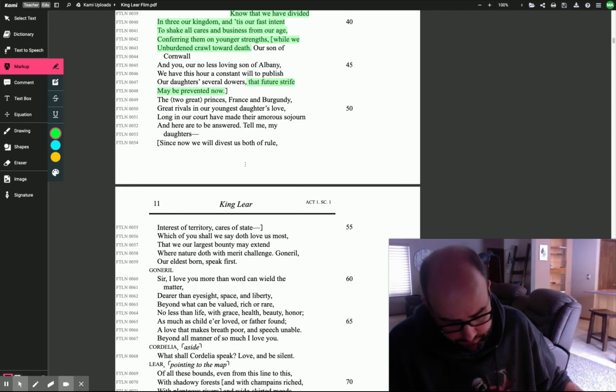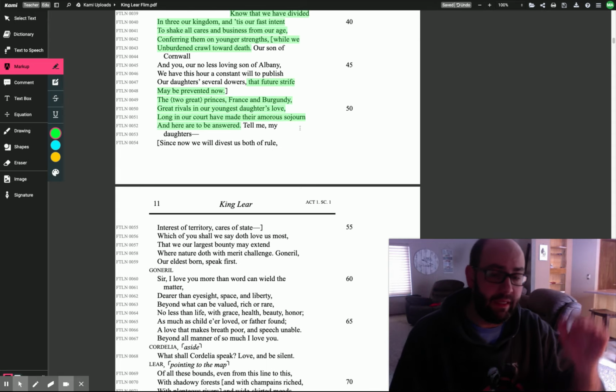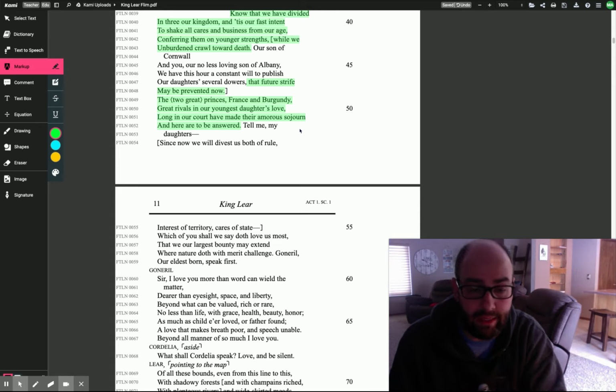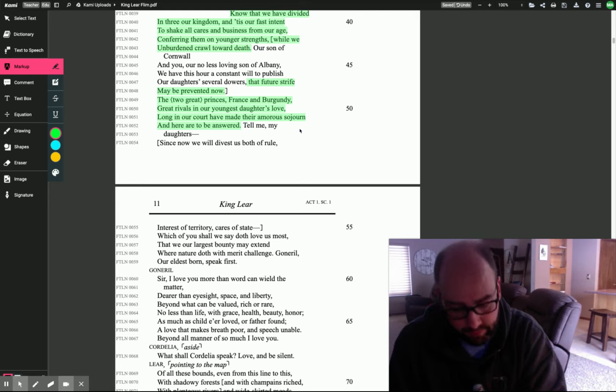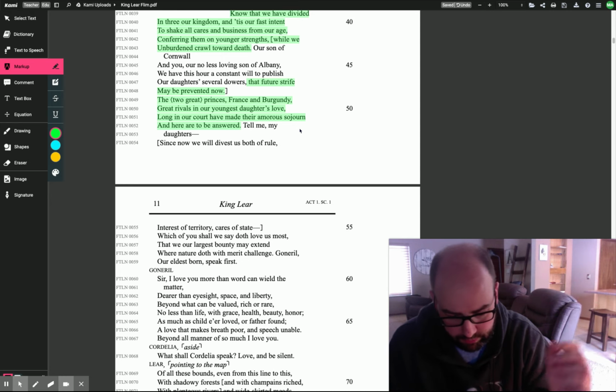So we need to go back and highlight some stuff. So we're going to highlight, blah, blah, blah. Oh, no, not like that. Undo. We're going to highlight this because that's what's going on, right? So they're getting France and Burgundy to figure out who is going to get Cordelia's hand in marriage and thus a third of Britain. So that's why he sent Gloucester to go pick those people up.